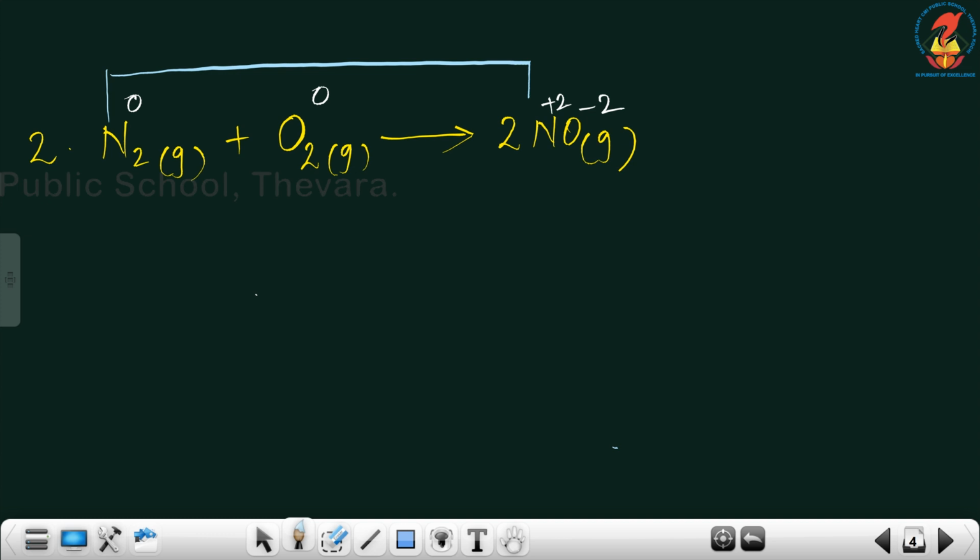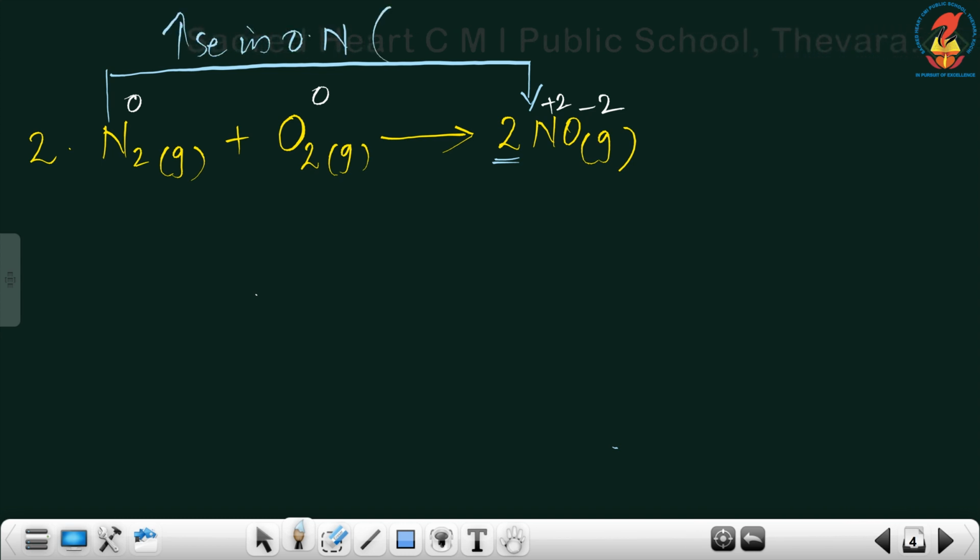Now mark the change in oxidation number. What is the change in oxidation number of nitrogen here? Remember once again, this 2, that is a stoichiometric coefficient coming here, has no significance when we assign the oxidation number. Now see what is the change in oxidation number of nitrogen here. It changes from 0 to +2. 0 to +2 means there is an increase in oxidation number. An increase in oxidation number represents oxidation. So N2 is undergoing oxidation.